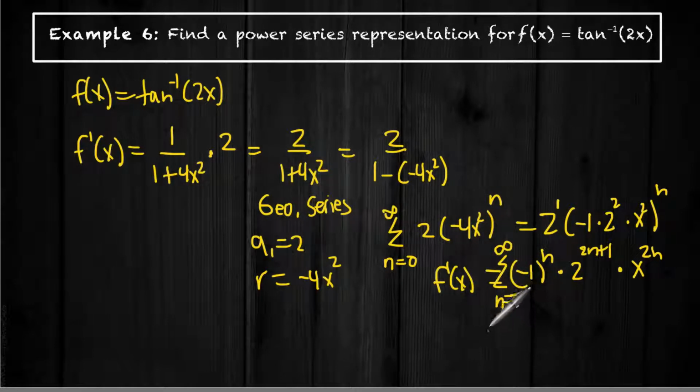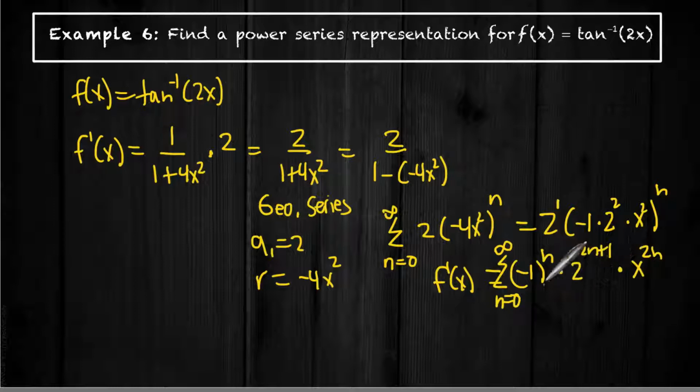But we don't really want to approximate f prime of x. We really want to approximate f of x. So if we have f prime of x, what do we have to do in order to get back to f of x? Well, we've got to integrate f prime of x. There's the fundamental theorem of calculus part 1. We want to integrate f prime to get back to f. So we want to integrate this general term.